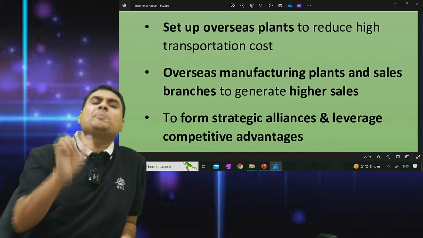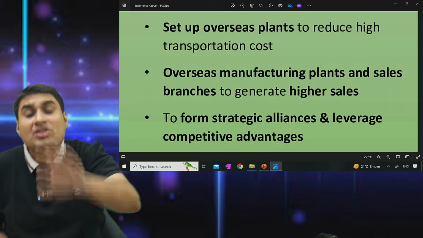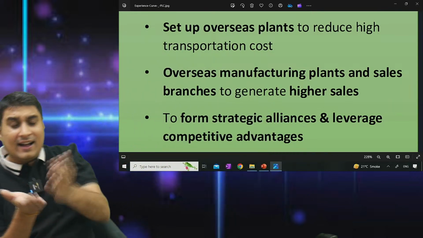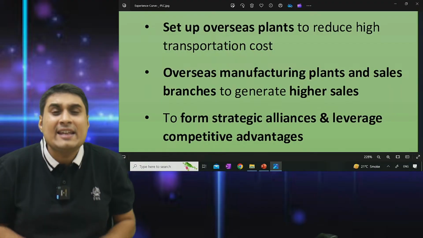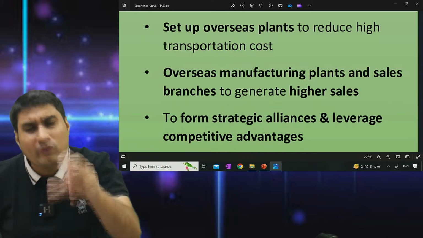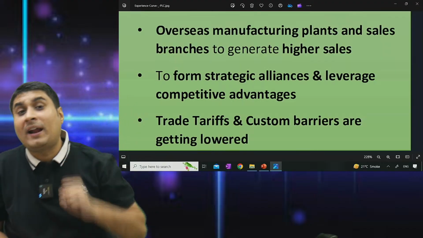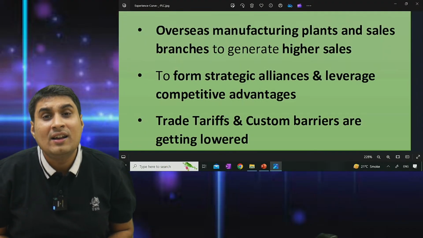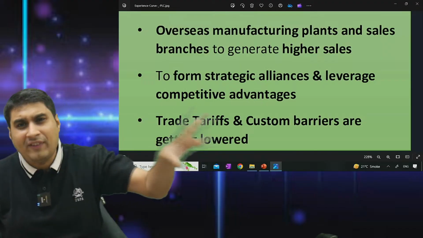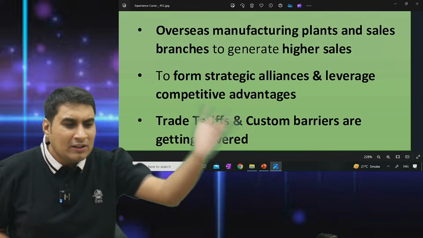Set up an overseas plant to reduce high transportation cost. Many people set up a plant so that transportation cost is less. Hyundai, rather than making a car in Korea and sending it to India, might as well make it in Maharashtra. ICI gave this example. Hyundai makes a car in Maharashtra and supplies to the whole of India. Setting up overseas plants and sales branches generates higher sales. MG Hector said, rather than staying in our country, might as well come here. We will set up a manufacturing plant and multiple branches. Automatic sales will happen. If there is a branch, someone will buy.